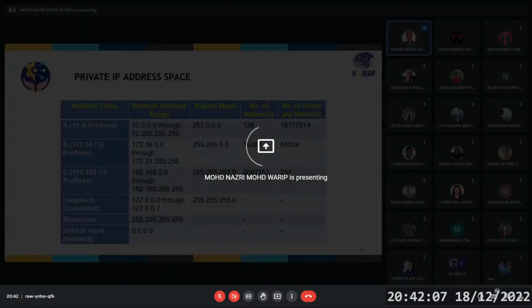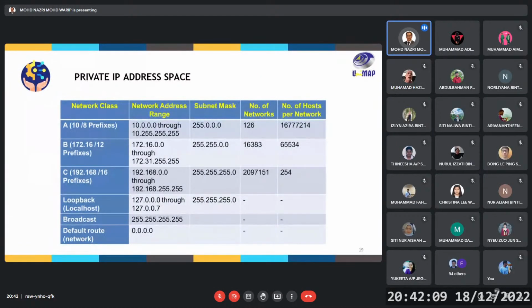Okay, you need to remember these IP addresses only. For class A, 10.0.0.0 through 10.255.255.255. Other than this range, class A is public. For class B, 172.16.0.0 until 172.31.255.255. This is for class B.